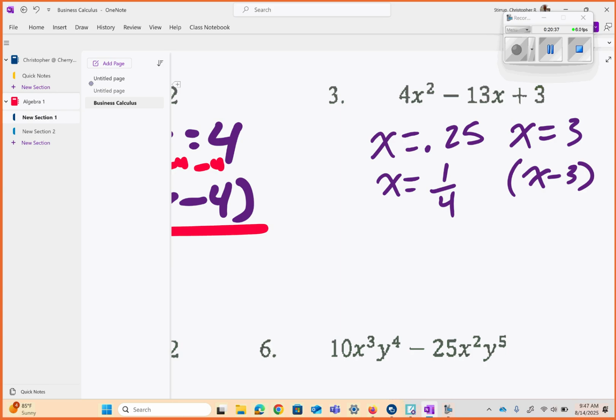Okay. 0.25 is the same as what fraction? Well, technology will give it back to you, which is pretty cool. Okay, so there are some decimals that can be written as fractions. Fractions that can be written as decimals are called rational numbers. So a rational number is something that could be written as a fraction. It's also a whole number.